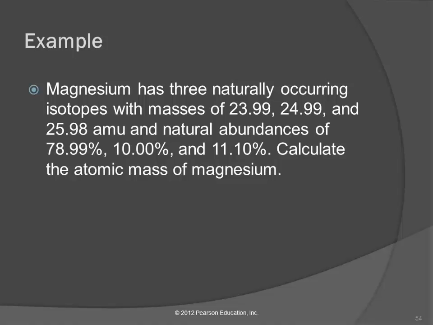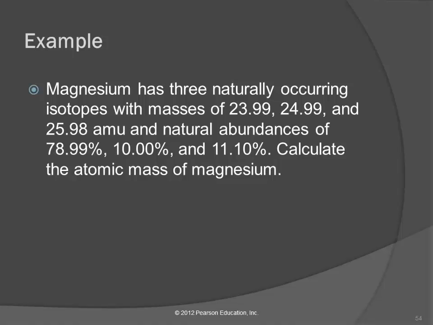So let's do this guy. We're given 3 different isotopes here, isotopes of magnesium. They give us the masses of each of them and the natural abundances. So we need to take the natural abundance and convert it from a percentage to a fraction, a decimal. You do that by dividing by 100, or just moving the decimal point over.